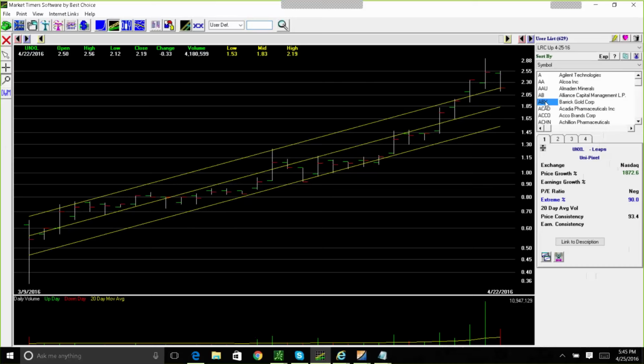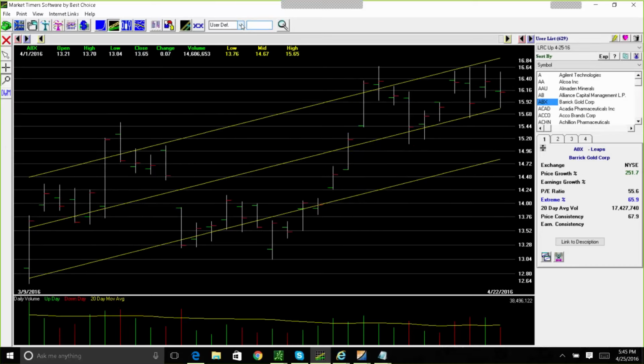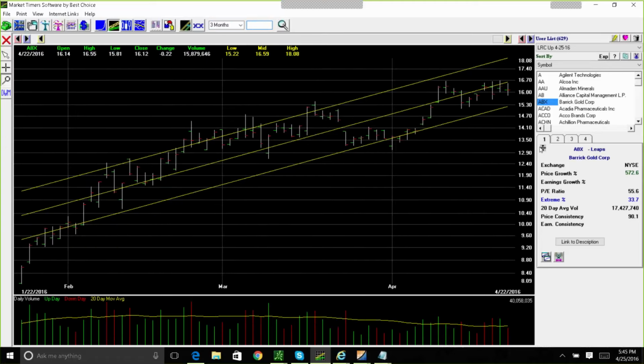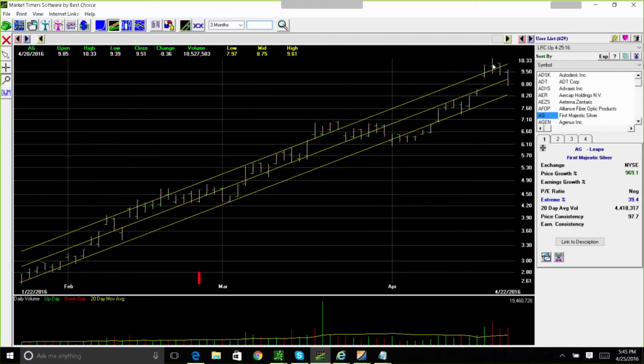You've got things like Barrick Gold. And again, if I go 3 months, Barrick's been moving for the last 3 months. So again, not as huge compared to some of the other ones. But if I come down a little ways, one of the stocks that I've been trading, just got out of it last Wednesday, was First Majestic. Okay, and the annualized growth rate here, it says, is 969. And again, it was over 1,000% at one point. So again, it's the type of thing that I'm looking for.